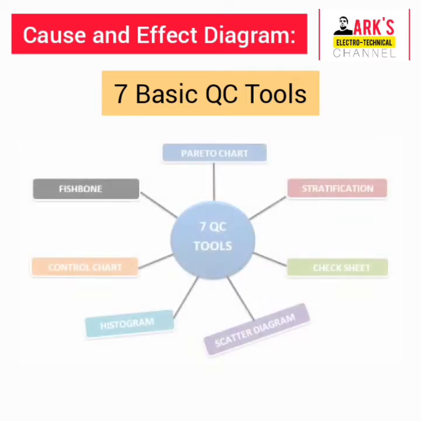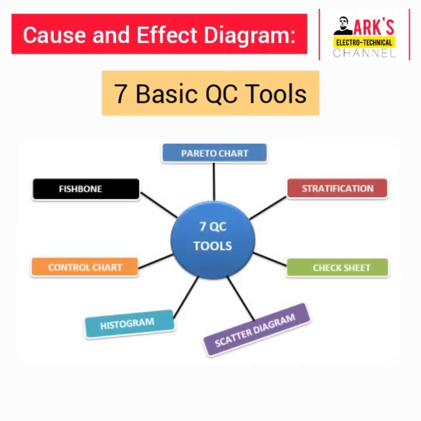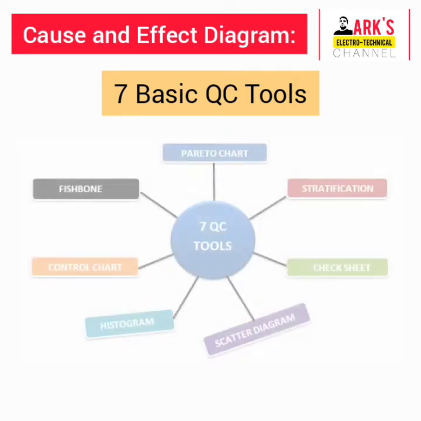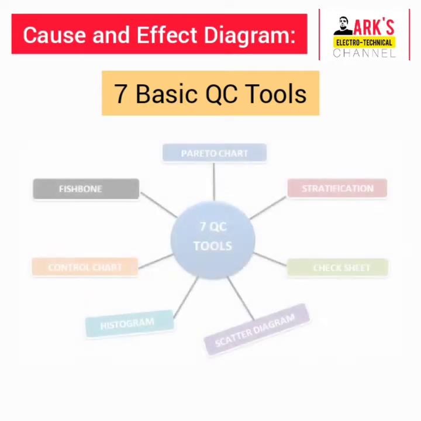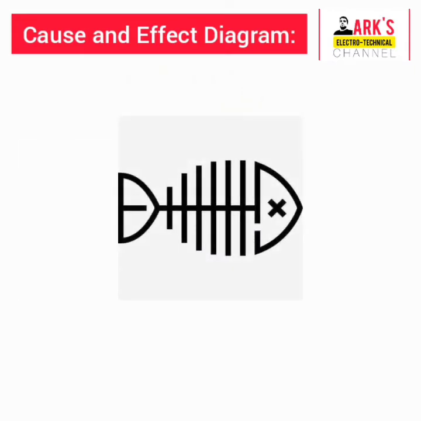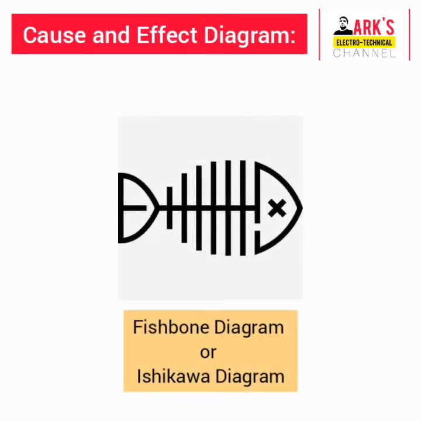These are check sheets, stratification, some people use flowchart also, scatter diagram, Pareto chart, control charts, histogram, and fishbone diagram. All these 7 quality tools were originally assembled by Kaoru Ishikawa. Today we shall restrict ourselves to the topic of cause and effect diagram or fishbone diagram or Ishikawa diagram.